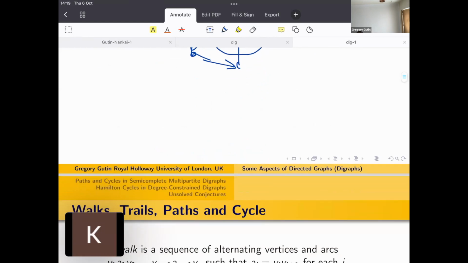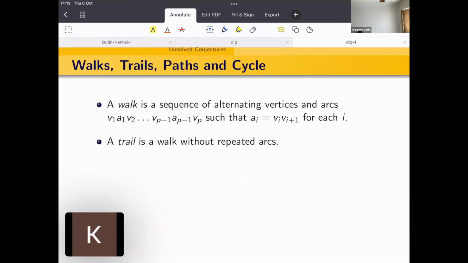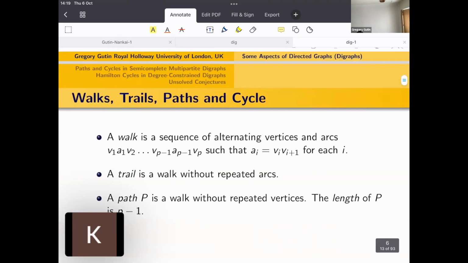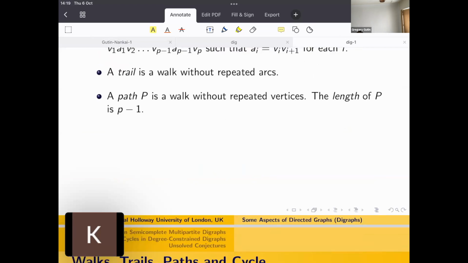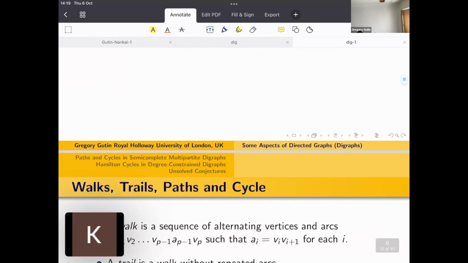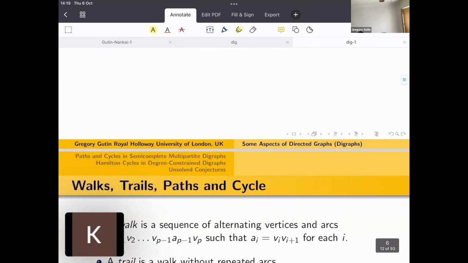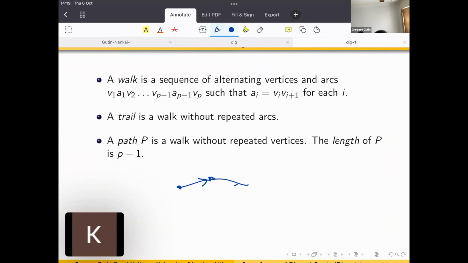Then a trail is a walk without repeated arcs, like for undirected graphs. Then a path, which is one of our main topics here, is a walk without repeated vertices. Before that, you see that we repeated vertices here. Now, if we speak about paths, then we cannot repeat vertices anymore. So we can have something like that, but we cannot go back to the vertices which we already traversed. The length of a path is the number of arcs in it. So in this example, the length is 3.